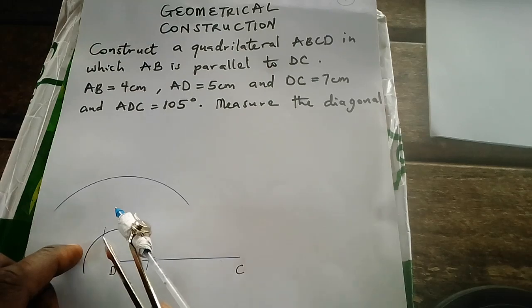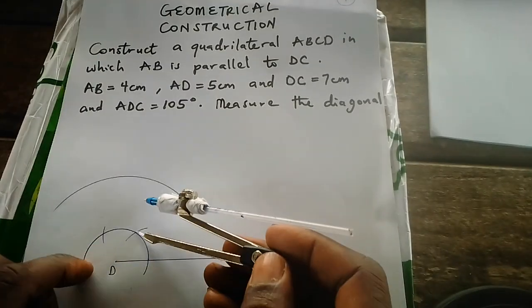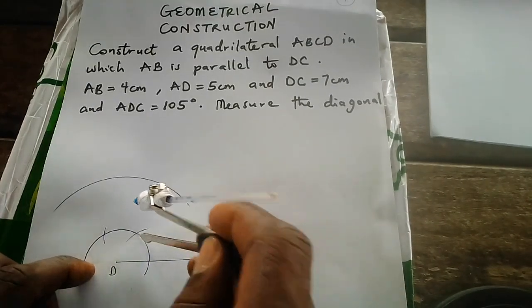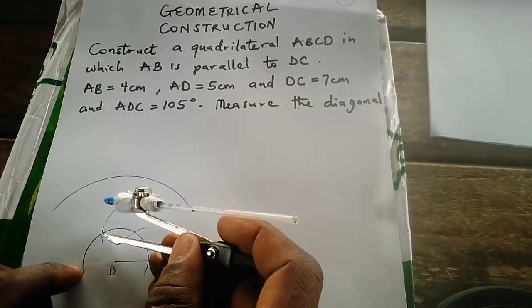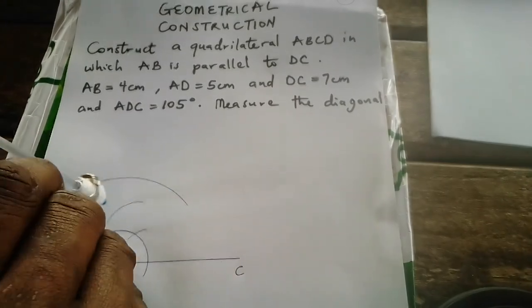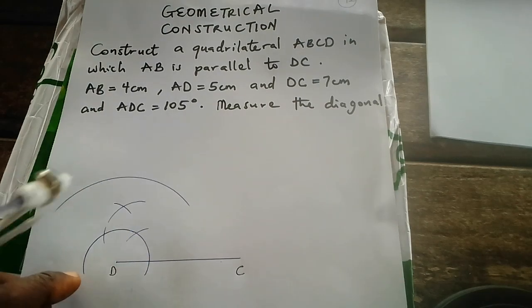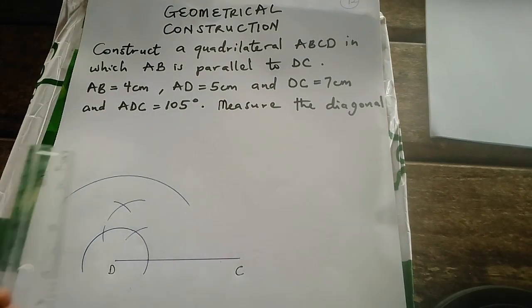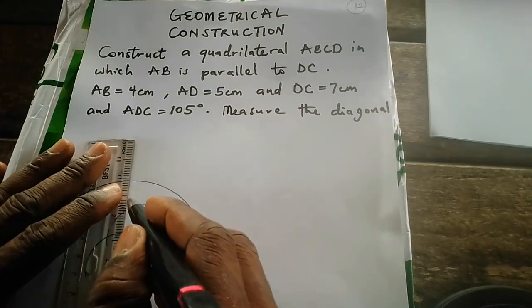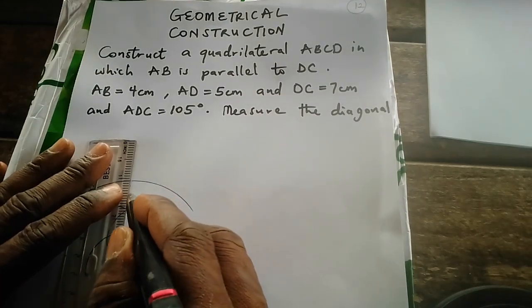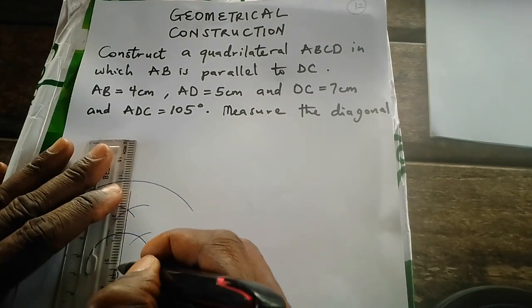So you are now going to bisect these two. So at the point here, you strike an arc here. We want to construct angle 90. Then at this point also, you strike another arc. So you now construct your angle 90 degrees. We are constructing angle 90 first.